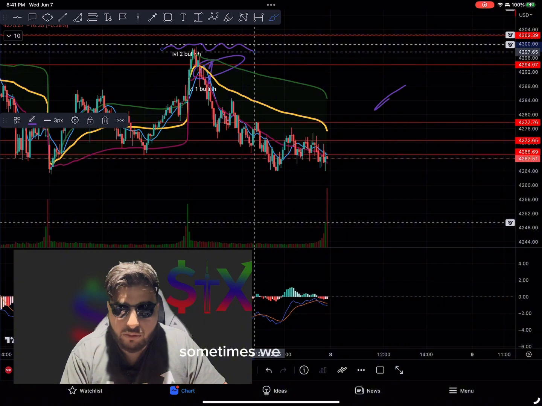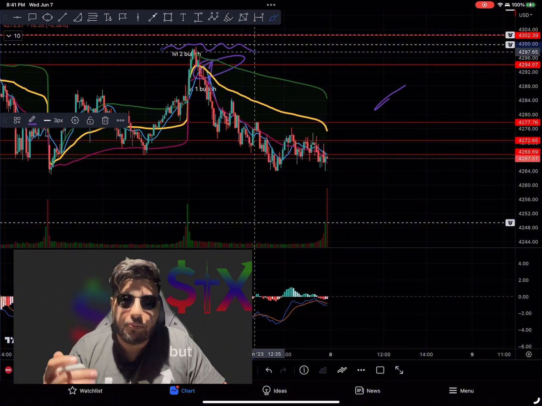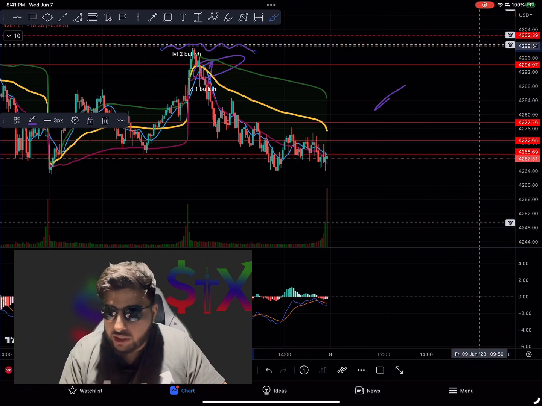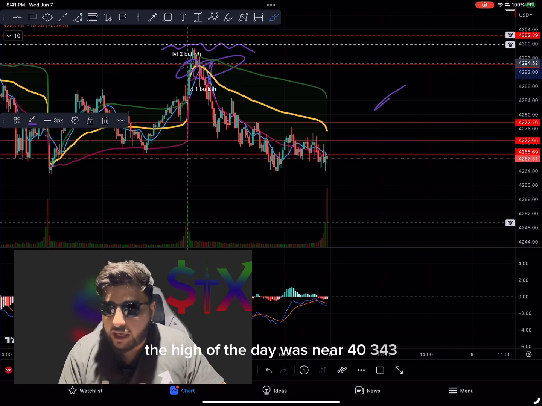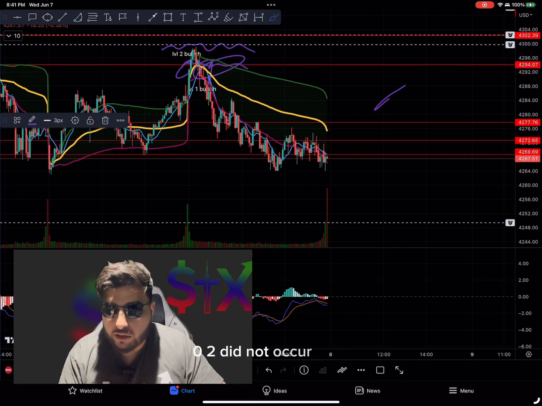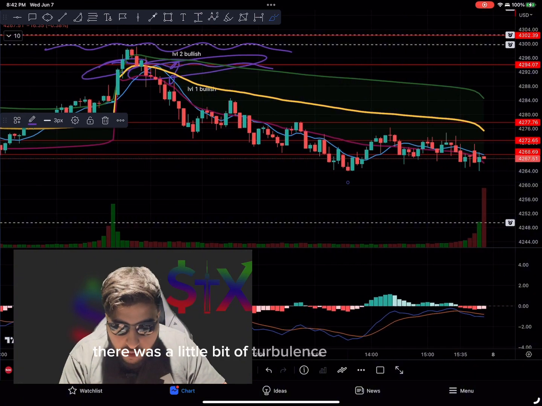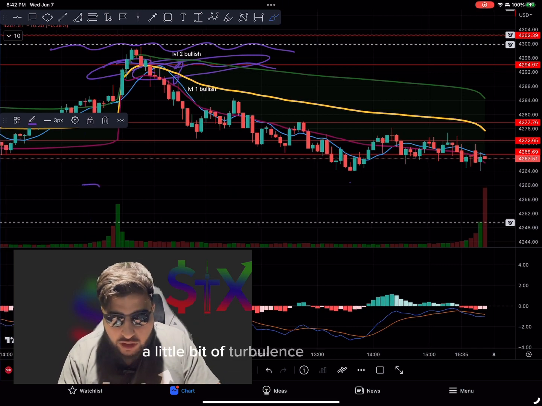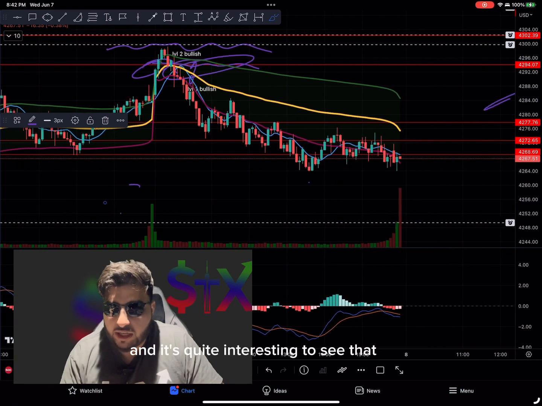Now, sometimes we do see that the model goes a little bit beyond, but it didn't touch level 2 at all. So pretty much the high of the day was near 43, and 43.02 did not occur at all. That was the high of the day. There was a little bit of turbulence around that level, as you can see here. Let me just widen this out. A little bit of turbulence at that level 1, and it's quite interesting to see that here.